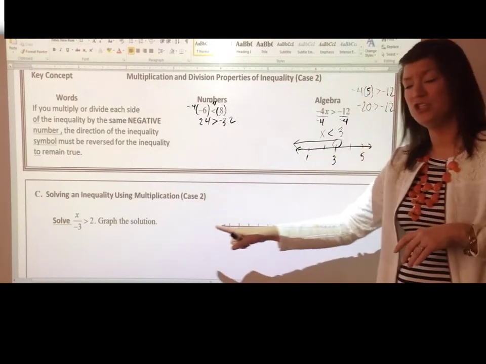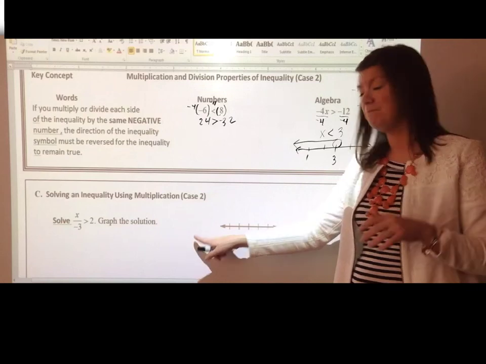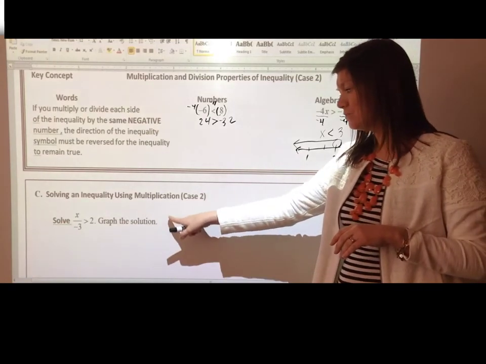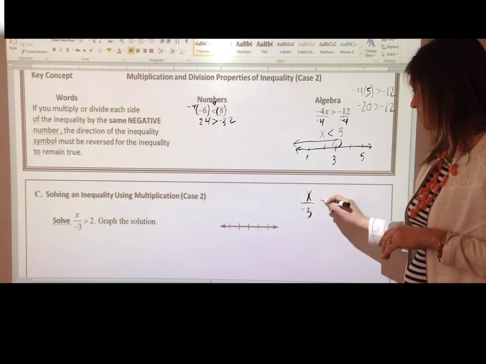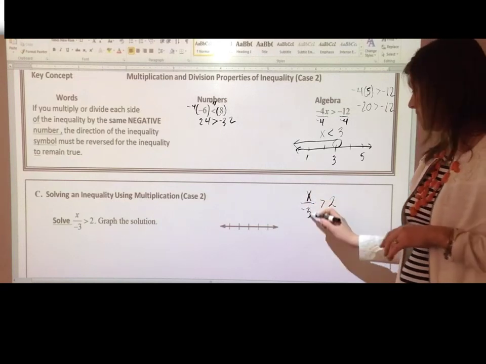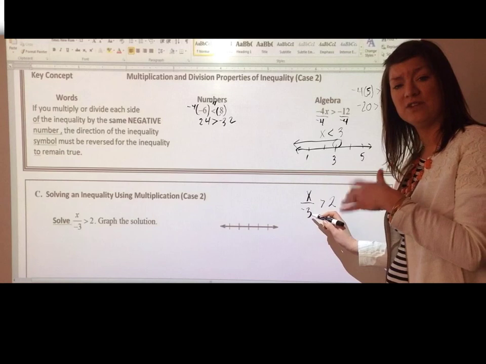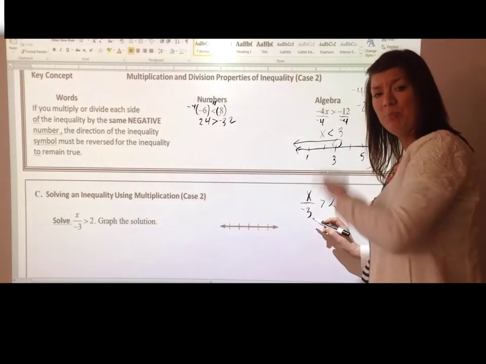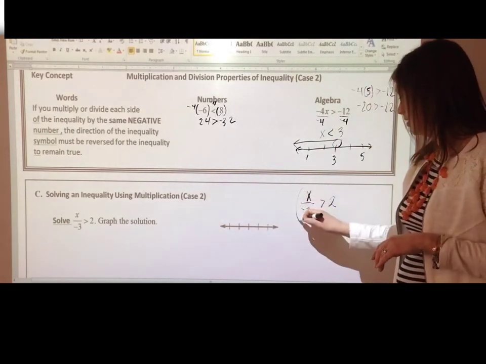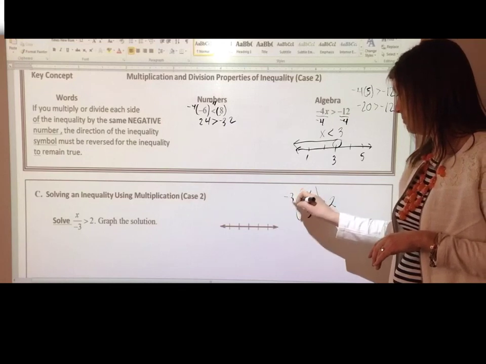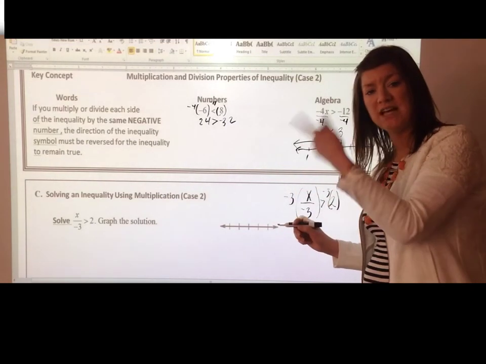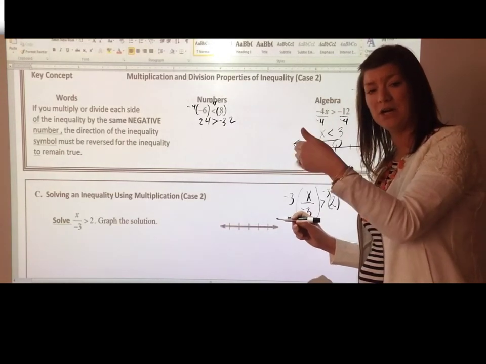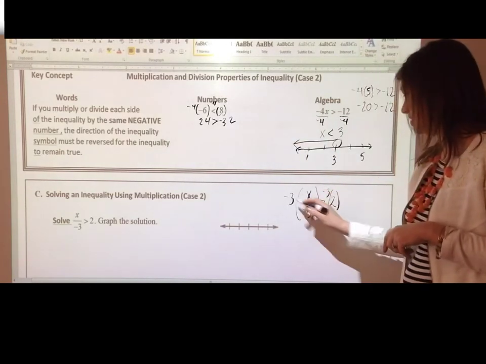So right now, I'm going to jump to part C to show you that before your checkpoint, and we're going to do multiplication. So I have x divided by negative 3 is greater than 2. Since x is being divided by a negative 3, the inverse operation is to multiply both sides by the coefficient. So I'm going to multiply both sides by negative 3. But the minute I say I'm multiplying both sides of an inequality by a negative number, I need to remember to reverse the direction of the sign.